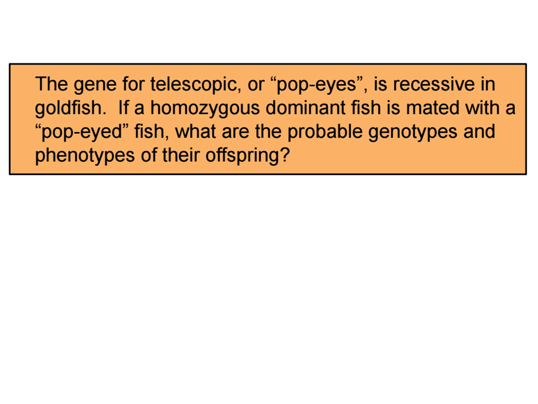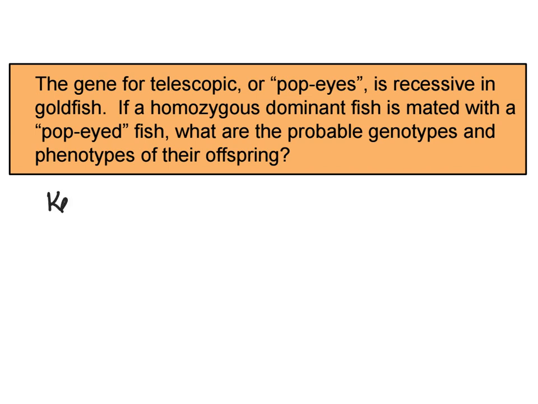This problem is a little bit more complicated. The gene for telescopic or pop eyes is recessive in goldfish. If a homozygous dominant fish is mated with a pop-eyed fish, what are the probable genotypes and phenotypes of their offspring? Now, regardless of how complex the problem actually seems, we're always going to use the 5 steps.